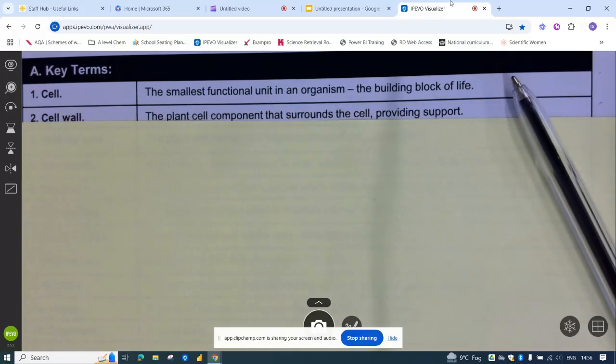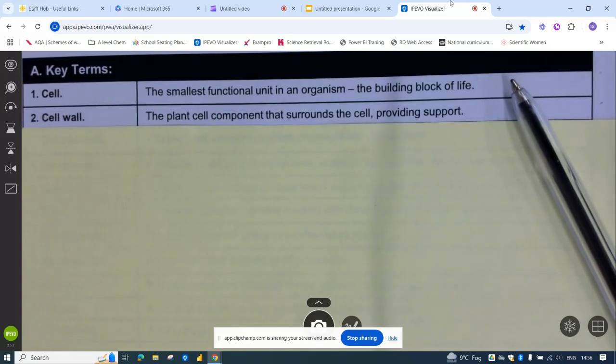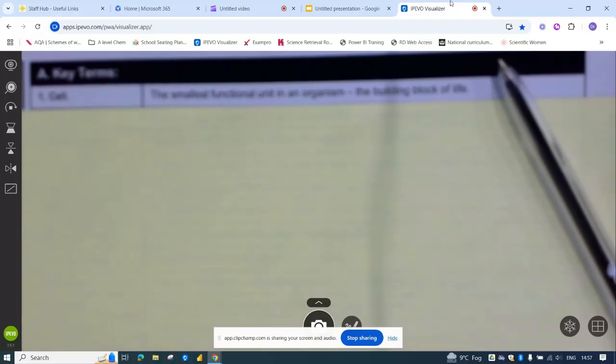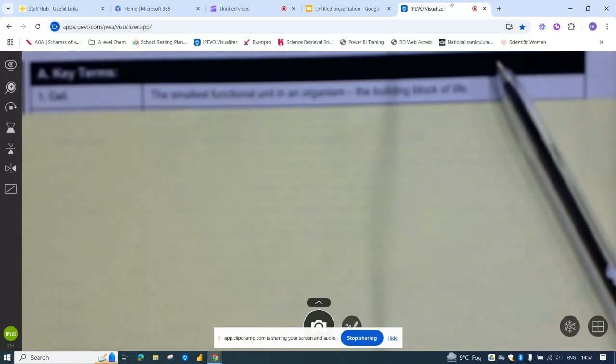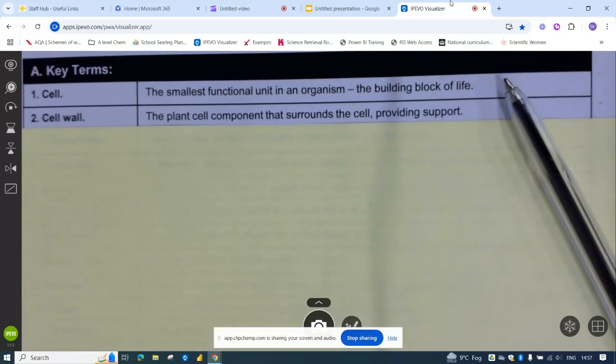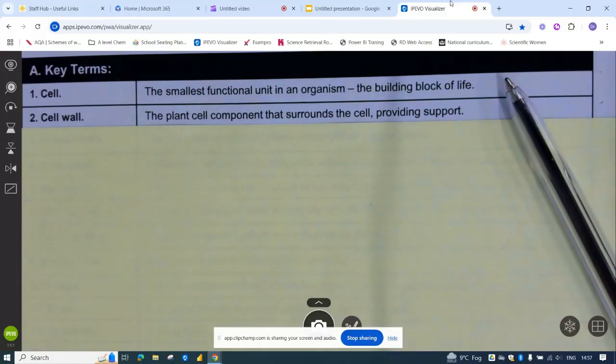I would then move on to the second key term, which is a cell wall: the plant cell component that surrounds the cell, providing support. I would say that to myself several times. I would then cover and check. Can I remember that definition? A cell wall, the plant cell component that surrounds the cell, providing support. Let's uncover and check that I have that definition correct.